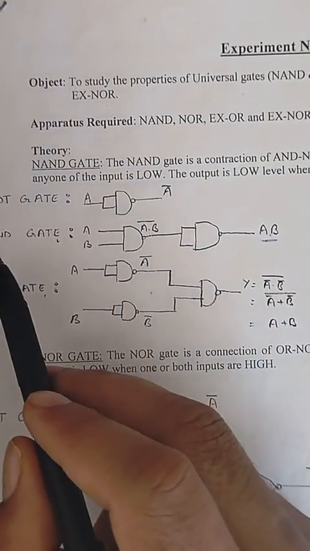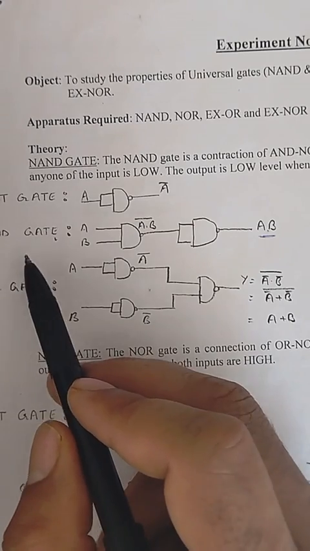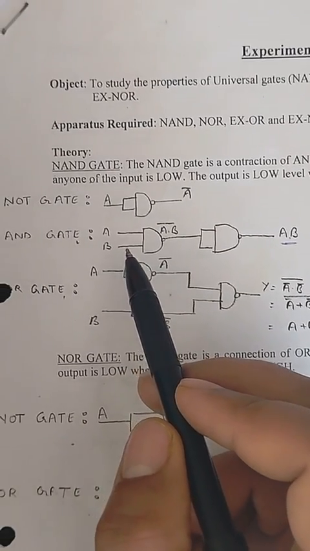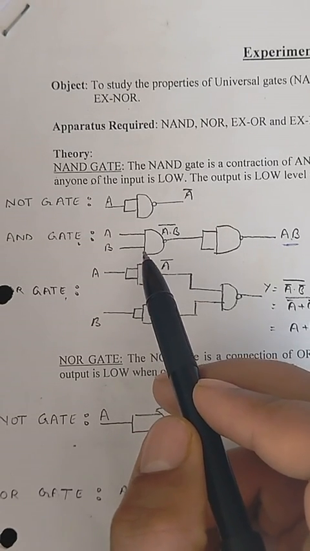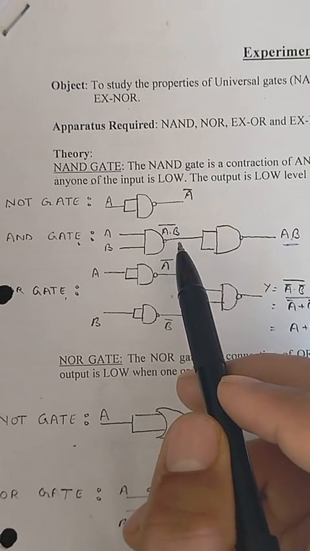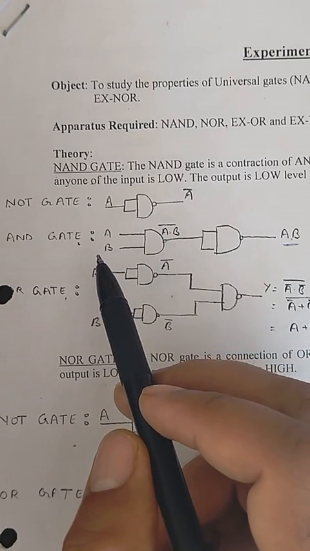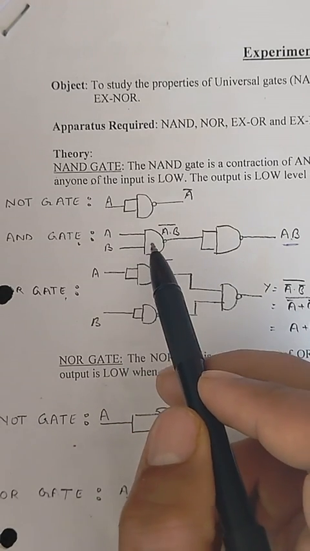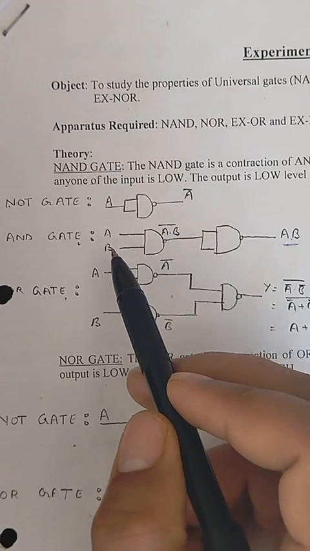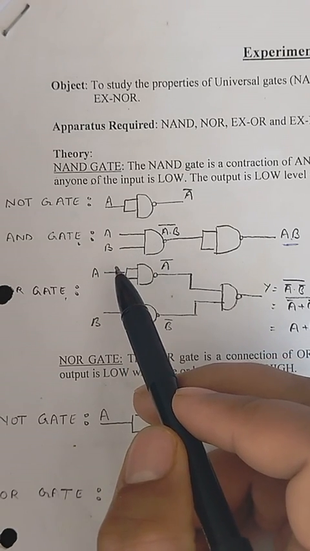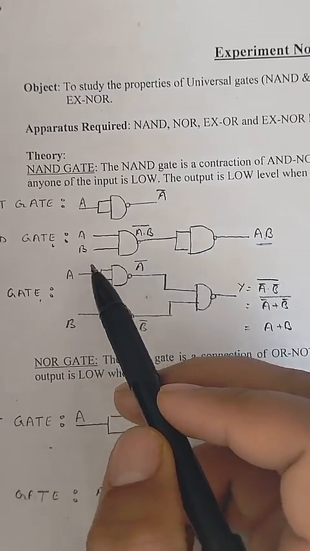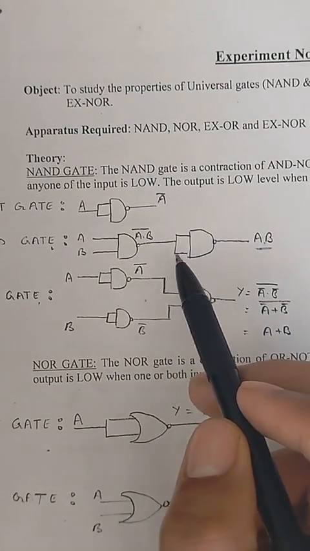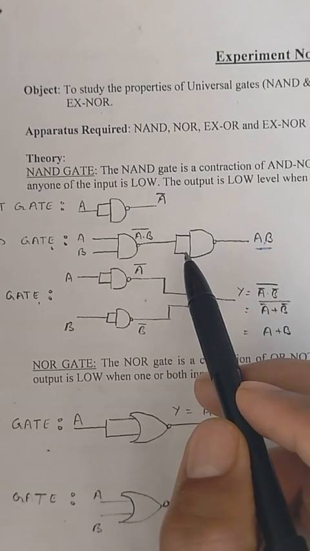Now see the second one, AND using the NAND gate. This is your NAND gate, a 2-input, single-output gate. Now you can see here your NAND gate has 2 inputs, A and B. We are using 2 NAND gates here, one and second.